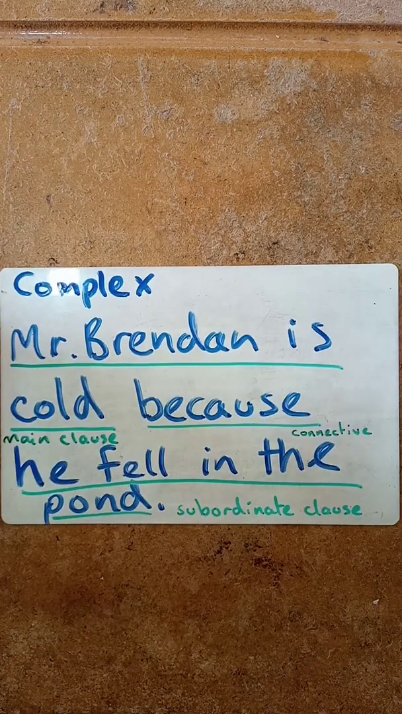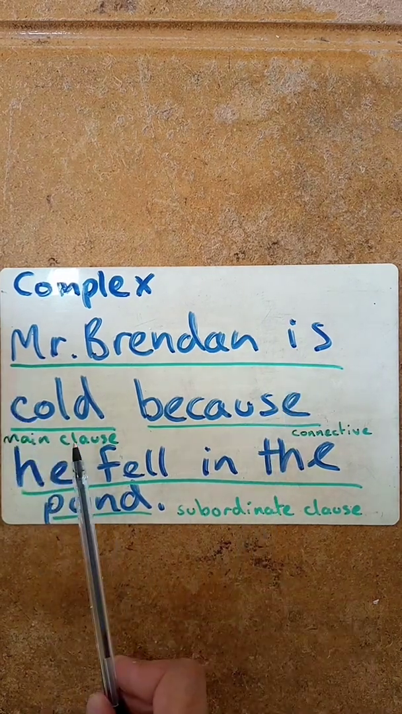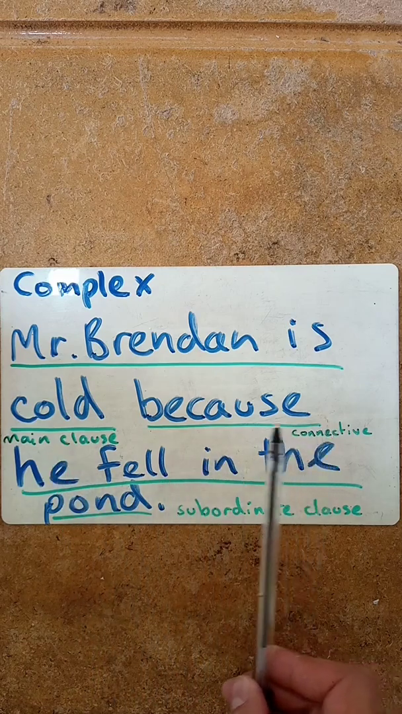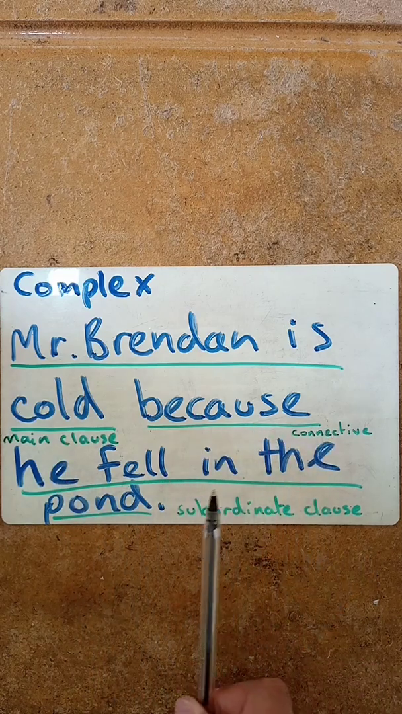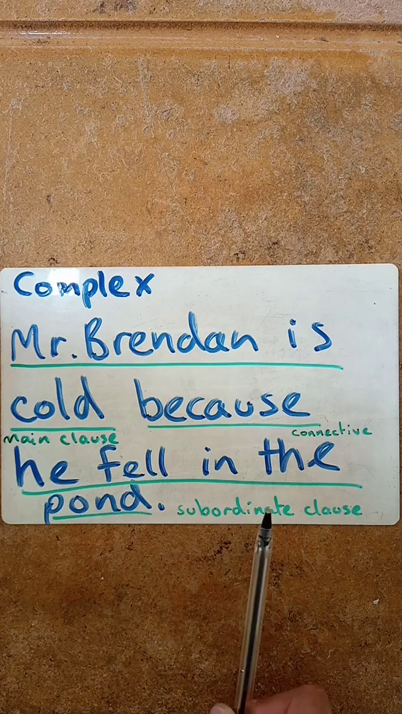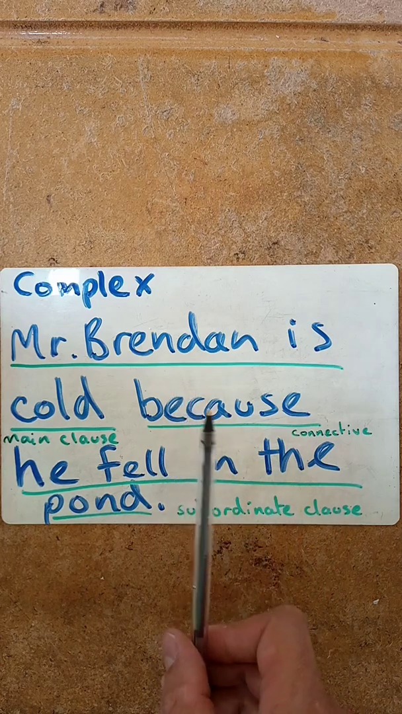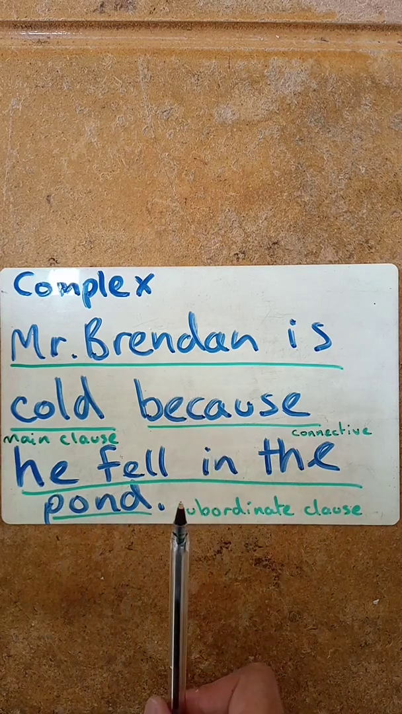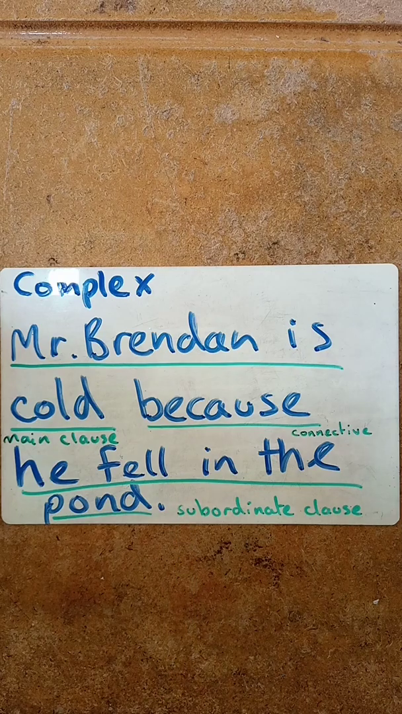So lastly, we have a complex sentence. So we have Mr. Brendan is cold because he fell in the pond. So we have the same main clause, Mr. Brendan is cold, a different connective, this time it's because, and the subordinate clause, which wouldn't make sense without the first part of the sentence, is he fell in the pond. So here is another example of how you can upgrade a simple sentence into either a compound or complex sentence.